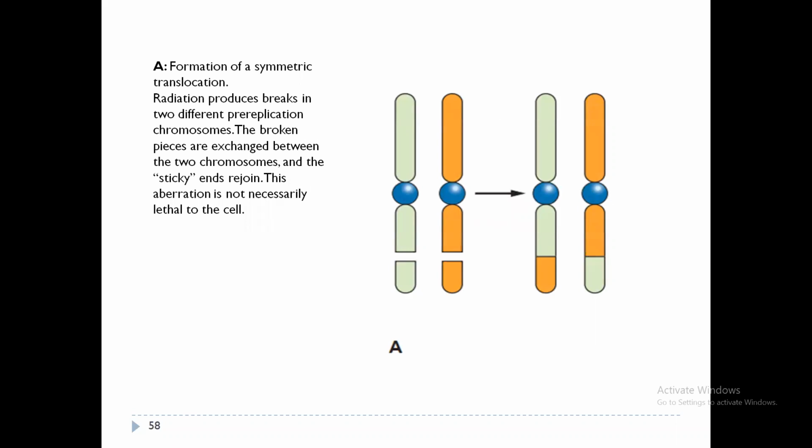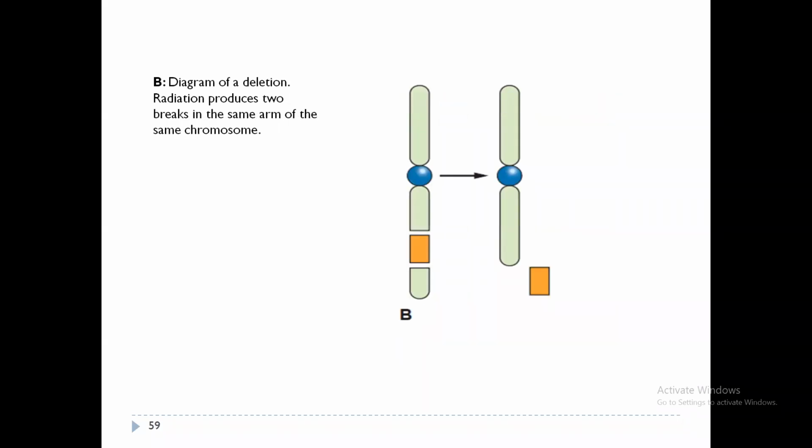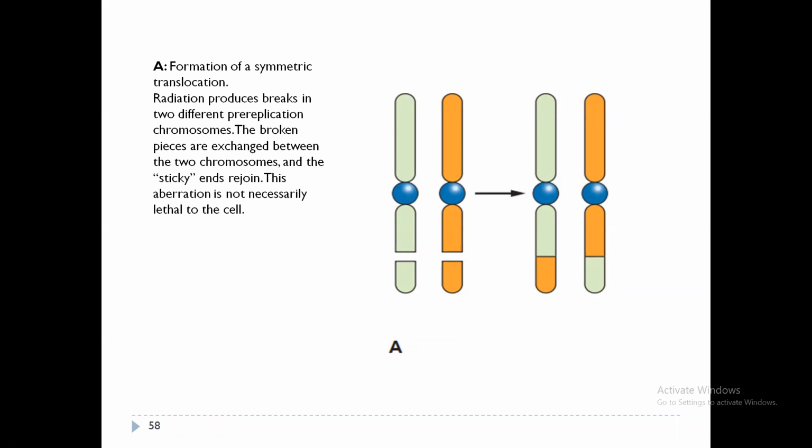So this is a picture which shows the formation of a symmetric translocation. What happens is that radiation produces breaks in two different pre-replication chromosomes. The broken pieces are exchanged between the two chromosomes and the sticky ends rejoin. The aberration is not necessarily lethal to the cell.